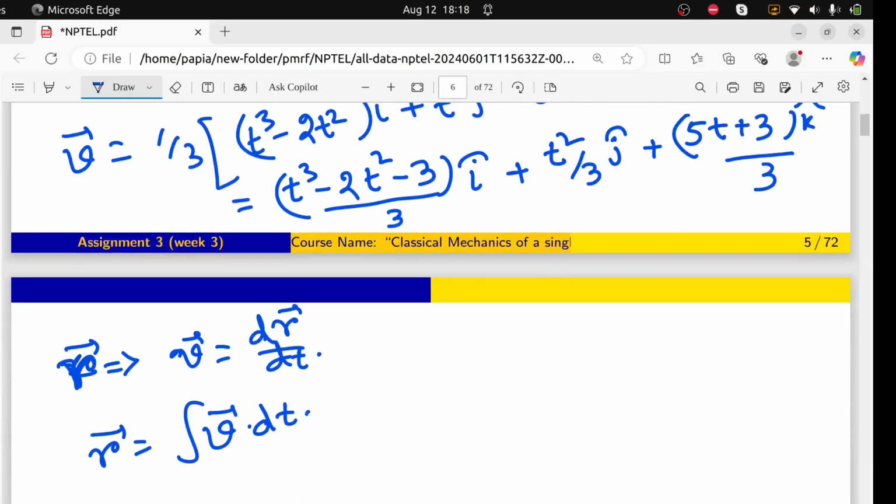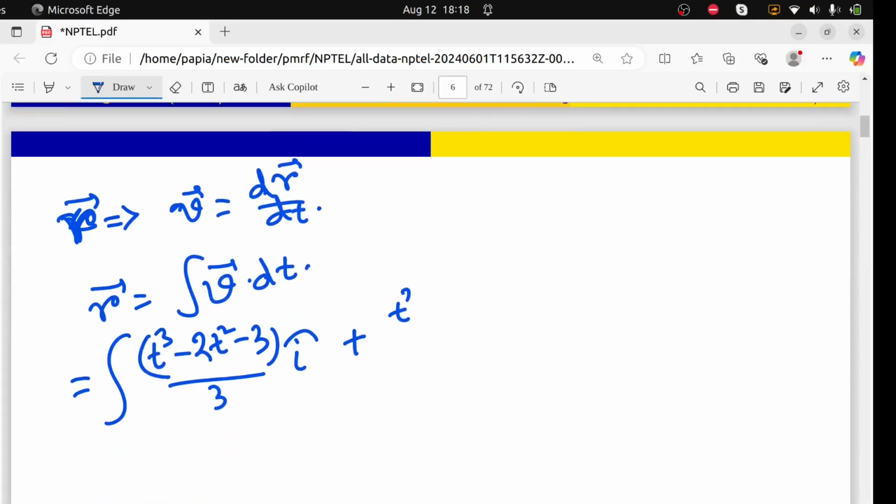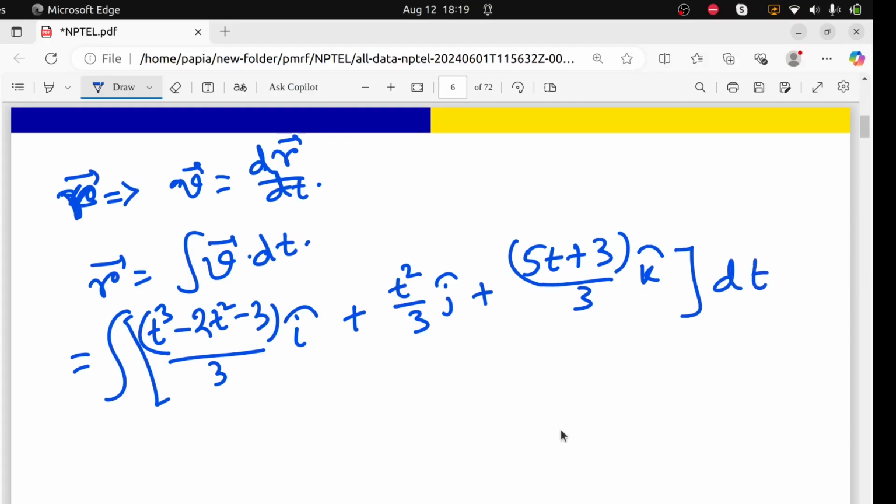Now I just need to integrate this one. So (t cube minus 2t square minus 3) divided by 3 i cap plus t square by 3 j cap plus (5t plus 3) by 3 k cap, whole dt.